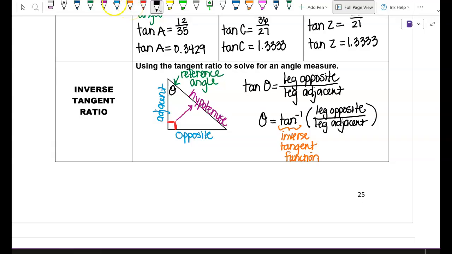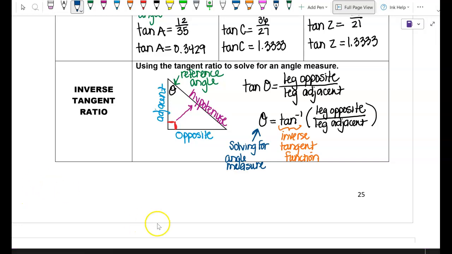So when theta is by itself, we are solving for the angle measure. So tangent theta helps me find a ratio. The inverse tangent function helps me use that ratio to work backwards and find the angle measure. And this does require our calculator. And I'll talk about that in just a moment.